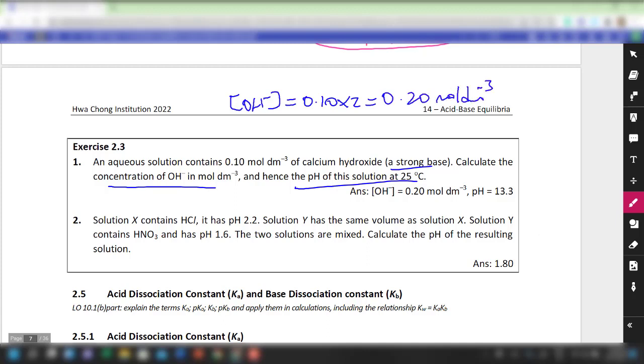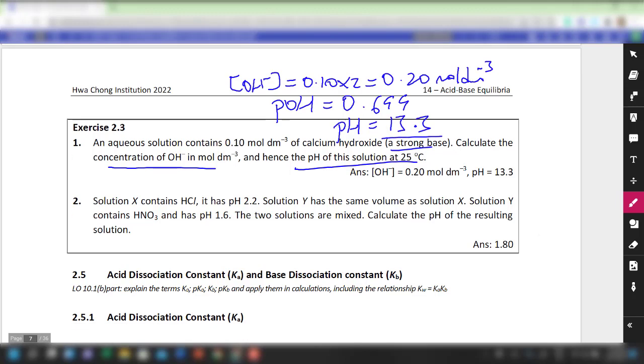So this is simply the concentration of OH minus being contributed by 0.1 moles per dm cube of calcium hydroxide. When we calculate pOH, I'm just going to take negative log base 10 of this, and I'm going to get 0.699. Of course pH is simply 14 minus that, so I'm going to get 13.3. So this will be relatively straightforward.